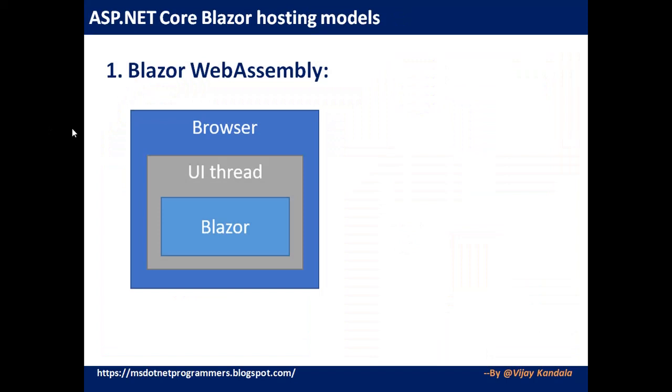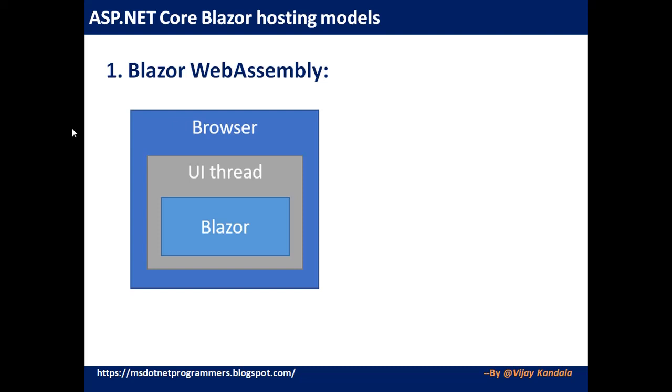ASP.NET Core Blazor hosting models. We have two types of Blazor hosting models. One is Blazor WebAssembly and the second one is Blazor Server. The Blazor WebAssembly is also called the client-side hosting model.